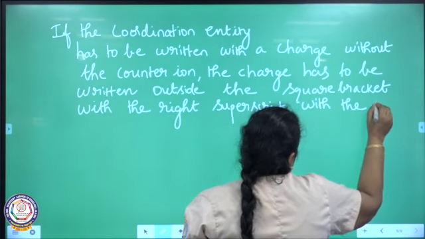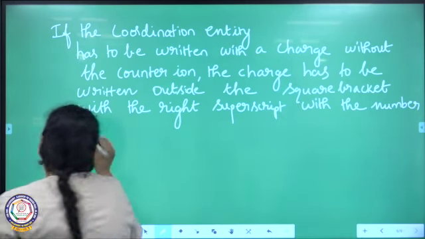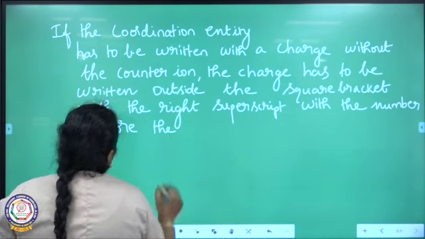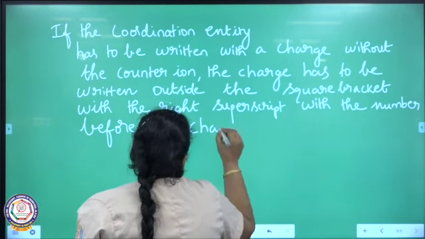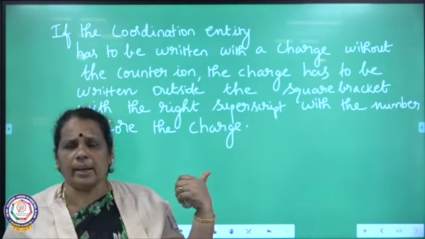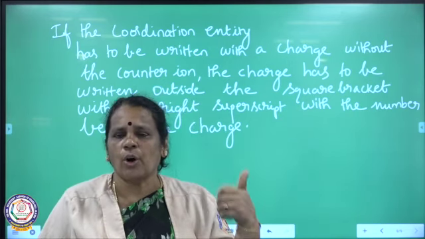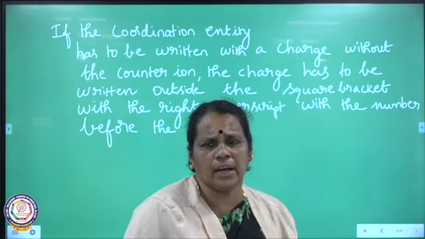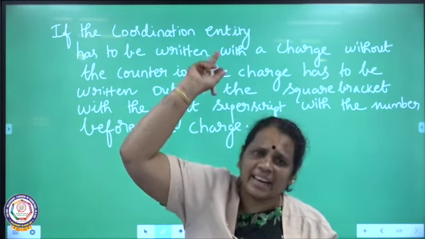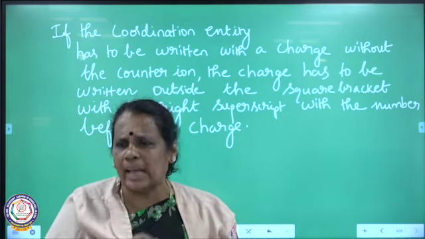With the number before the charge. So the next rule is, if the coordination entity has to be written without the counter ion, usually the charge should be indicated outside the square bracket at the right superscript with the number before the sign. So only by giving an example you will come to know.